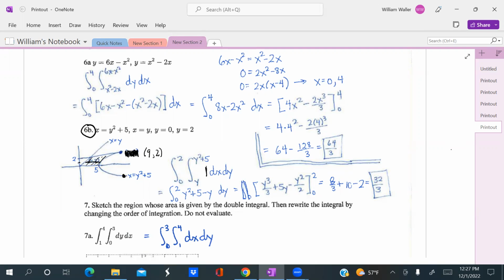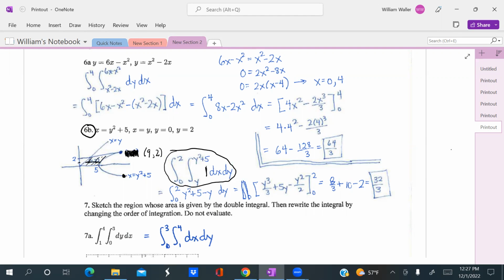With the x-axis, and then going up to this horizontal line, which is y equal to 2 on top, right? So the limits of integration for y are from 0 to 2. So there is the double integral that we can compute to find that area.